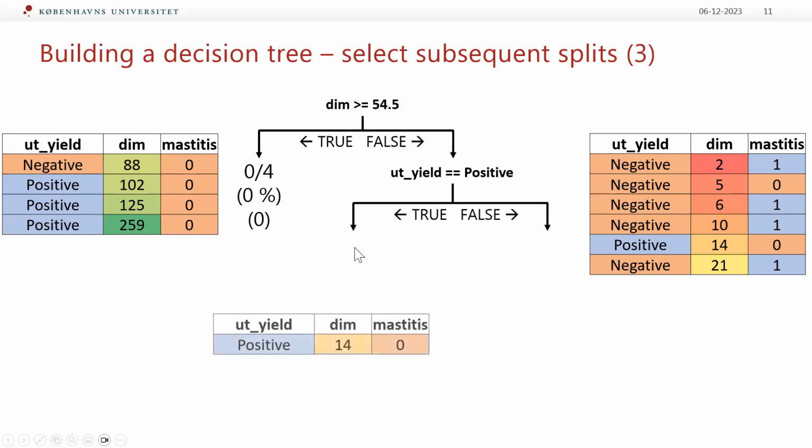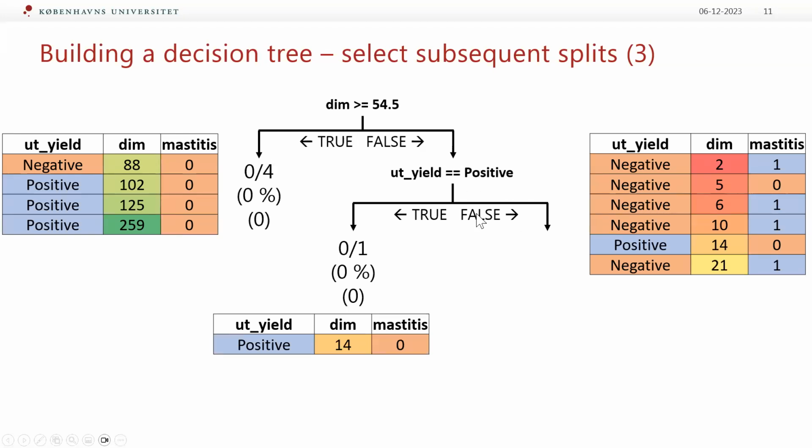If that is true, or in the case where that is true, we get just a single observation, where again, we do not see a mastitis case. So again, we have a pure node, which we can then make a leaf node with the output of the 0 class, or the output that there is a 0% chance that the cow will have mastitis.